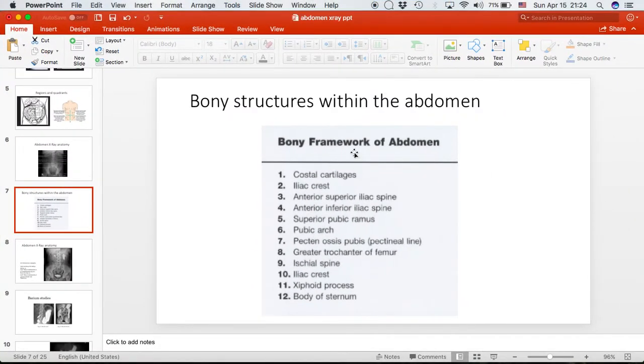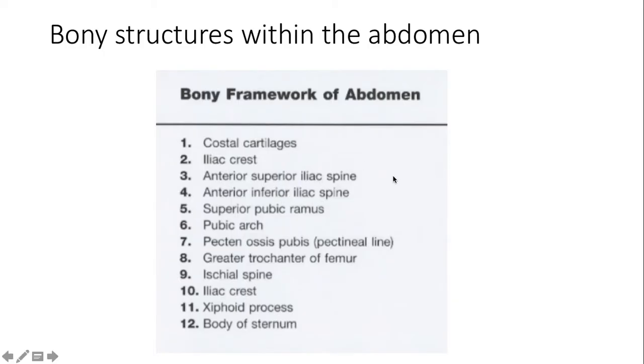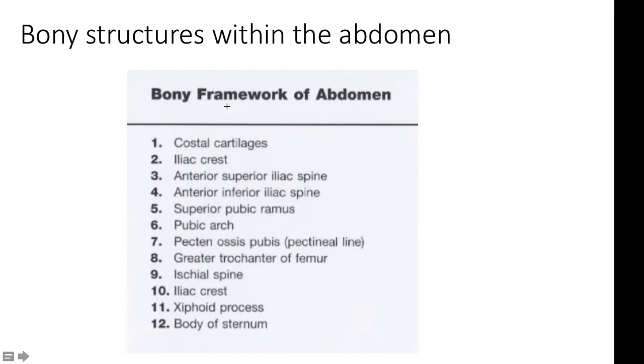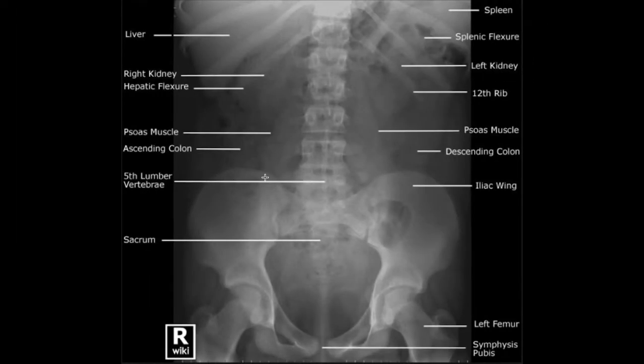Okay, so the bony framework of the abdomen. Number 1, we have the costal cartilages. Or let's not say the costal cartilages. It's actually there, but what we see more prominently in the abdomen x-ray are the distal part of the ribs. Let's call them the floating ribs. We have the 11th and the 12th rib. We have the iliac crest, as I located earlier, right here.